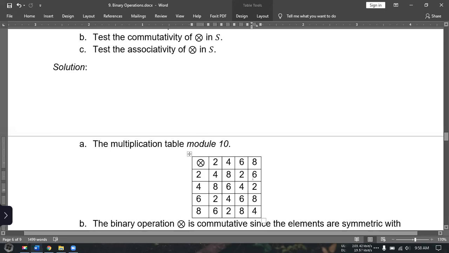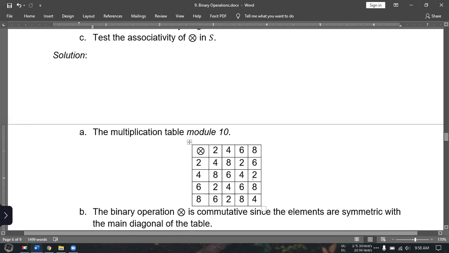And letter B. The binary operation multiplication is commutative since the elements are symmetric with respect to the main diagonal of the table. See, this is your diagonal.